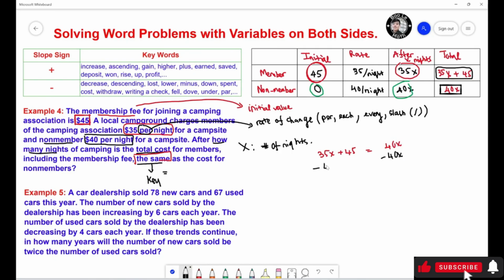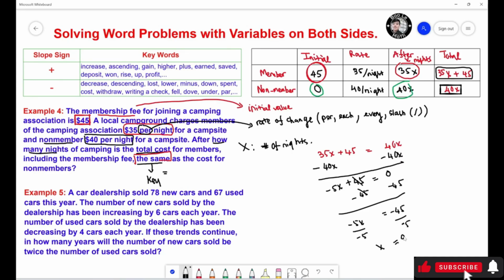And then you end up with what? 35S subtract 40S will be negative 5S, equals 0, right? This is plus 45 right here. Now subtract 45 from both sides. This could be negative 5S, right? This and this cancel out, equals negative 45. And you divide both sides by negative 5. Alright, so S should be equal to 9.